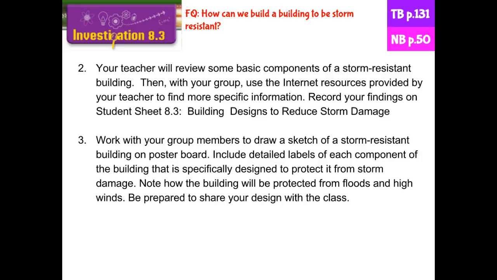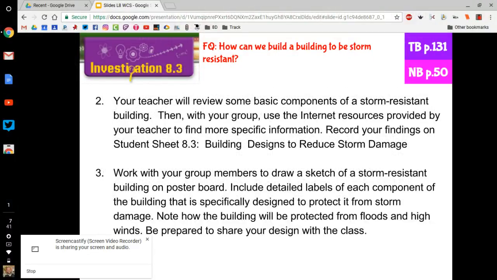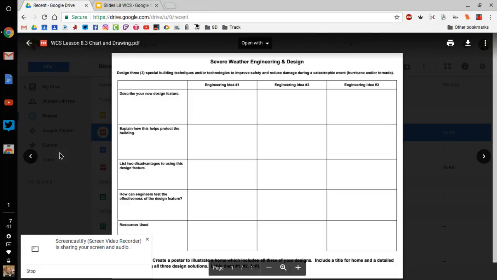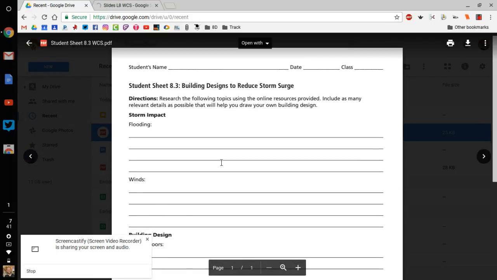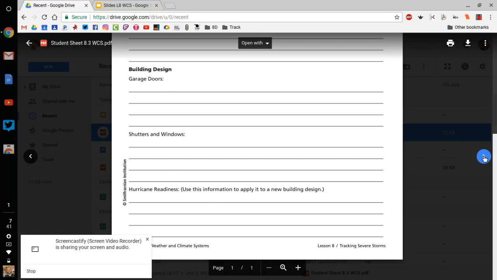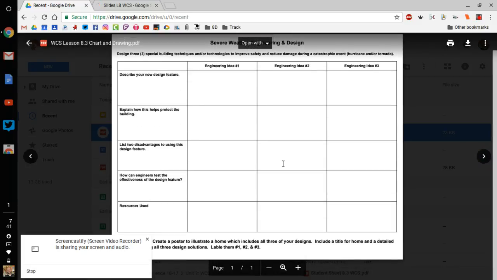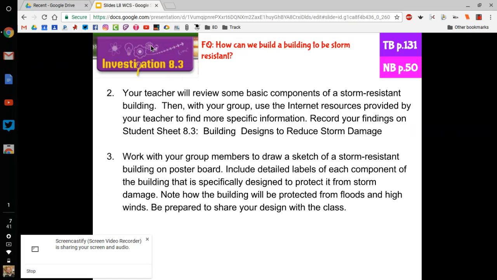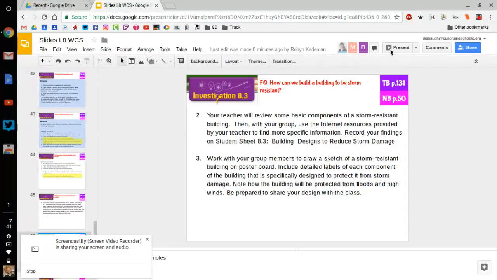Now, that will not be on a poster board. That's actually on a different kind of sheet. I'll show you here in a second. Step 2 and 3 are going to be on, this is where all your information is going to go. And at the bottom of this sheet, it says on the back, create a poster to illustrate, include a title for the home or detailed instructions. And then this is 8.3 where you're gathering information. So 2 different pages here for information for investigation 8.3.